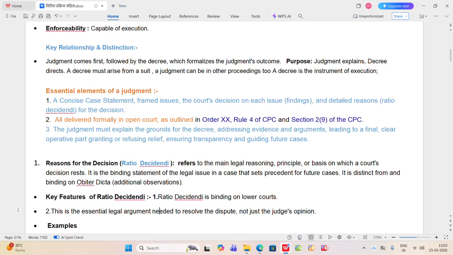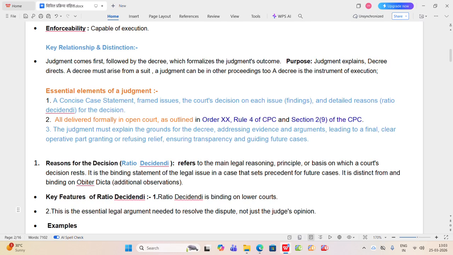It is not like obiter dicta. Obiter dicta means some expression of the judge. He makes some observations and gives his own observation on a particular point. So obiter dicta is not binding on the court's decision, but ratio decidendi is binding on the court. So it is distinct from obiter dicta.